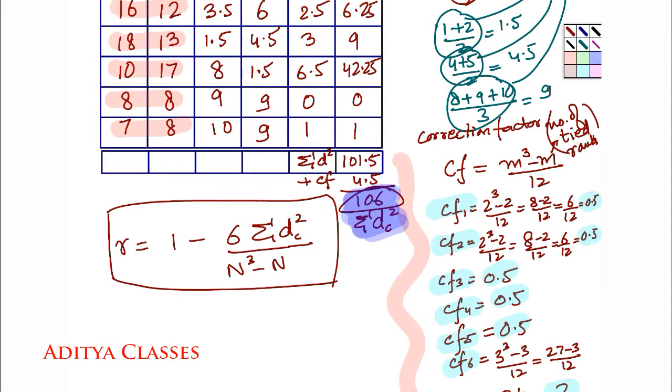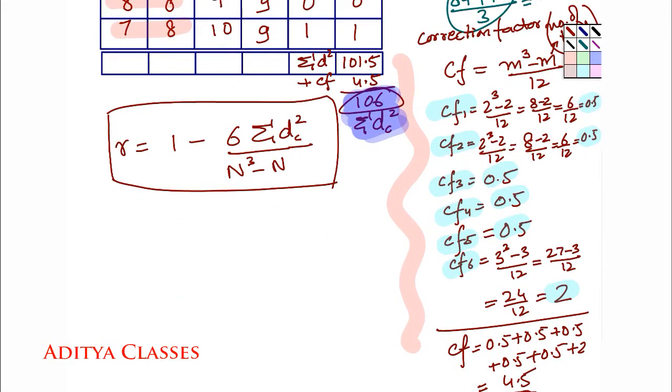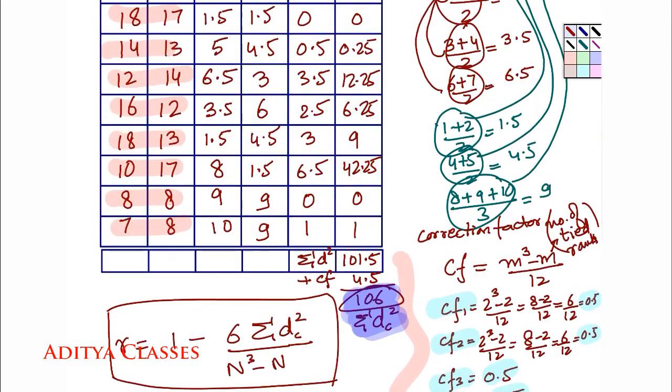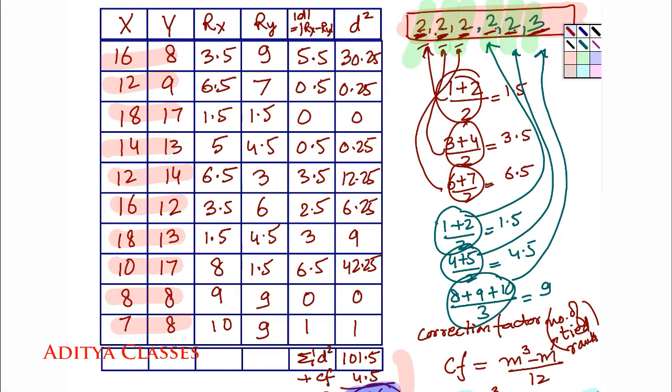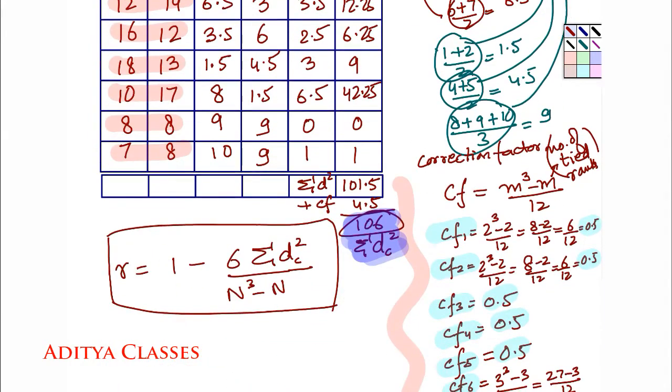This is the only difference between the rank correlation that we do without any tied ranks, and this case. What have we done? We have found corrections for each of the issues that we faced. These were the issues that we faced, and we have put a correction for these. And now I have a corrected d square.